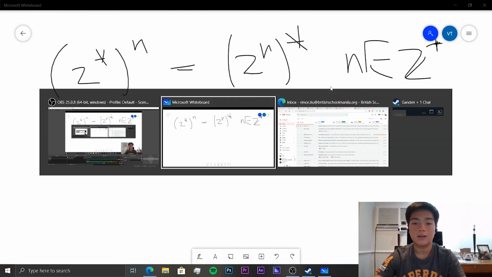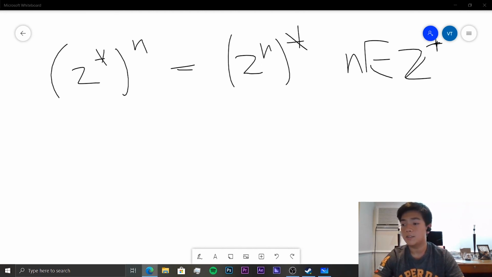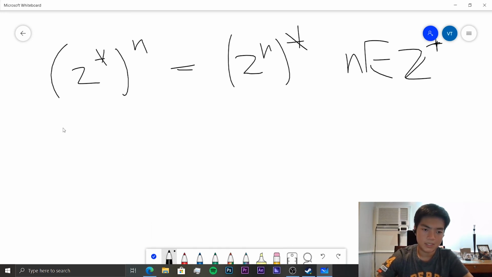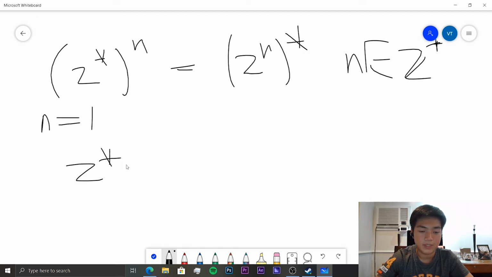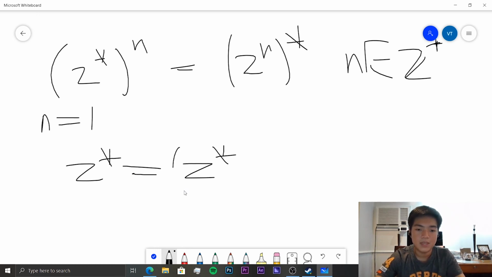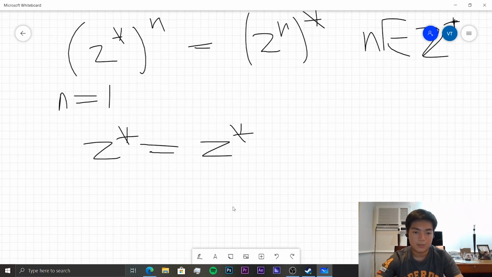And so now we are on to question 4, and we need to prove that the conjugate of a number to the power of n is equal to that number's conjugate to the power of n. This looks like a proof by induction. So we would prove the base case first. n equals 1. The conjugate of the number to the power of 1, which is the number, is equal to the conjugate to the power of 1, which is fine. So that's the base case.